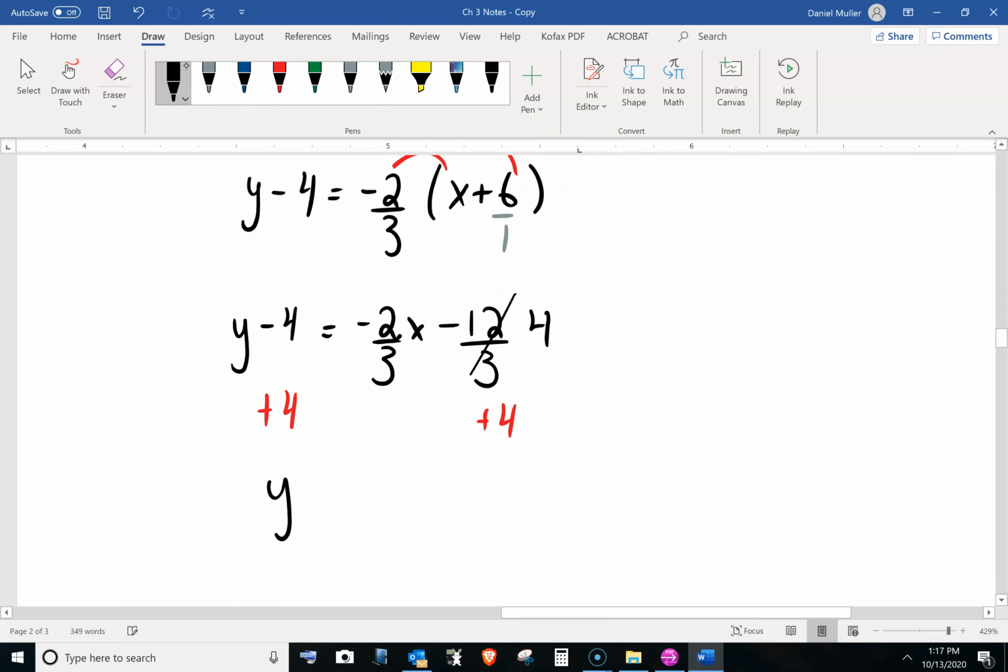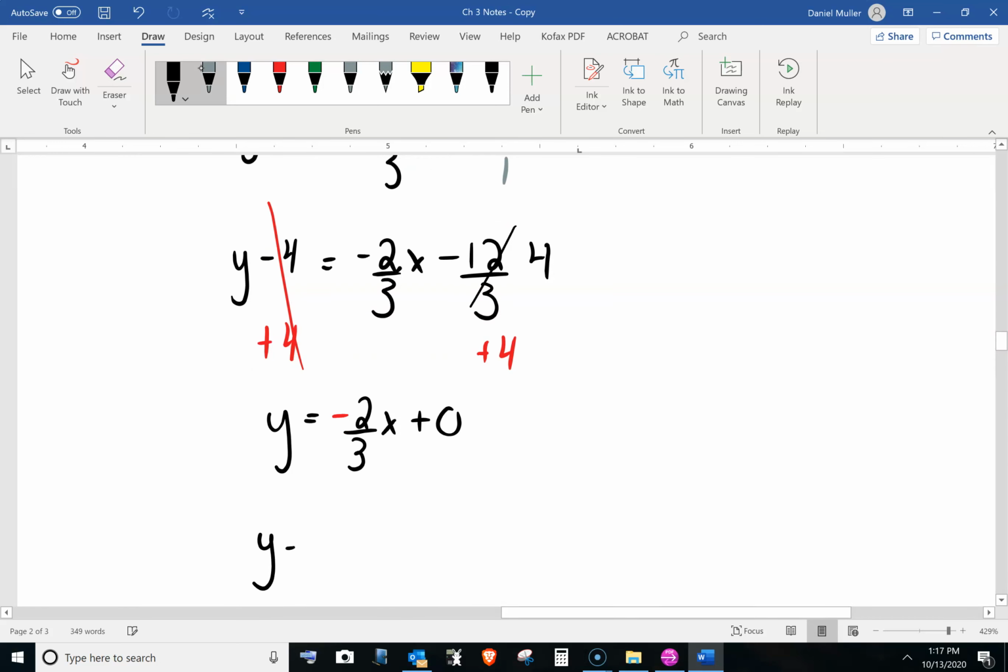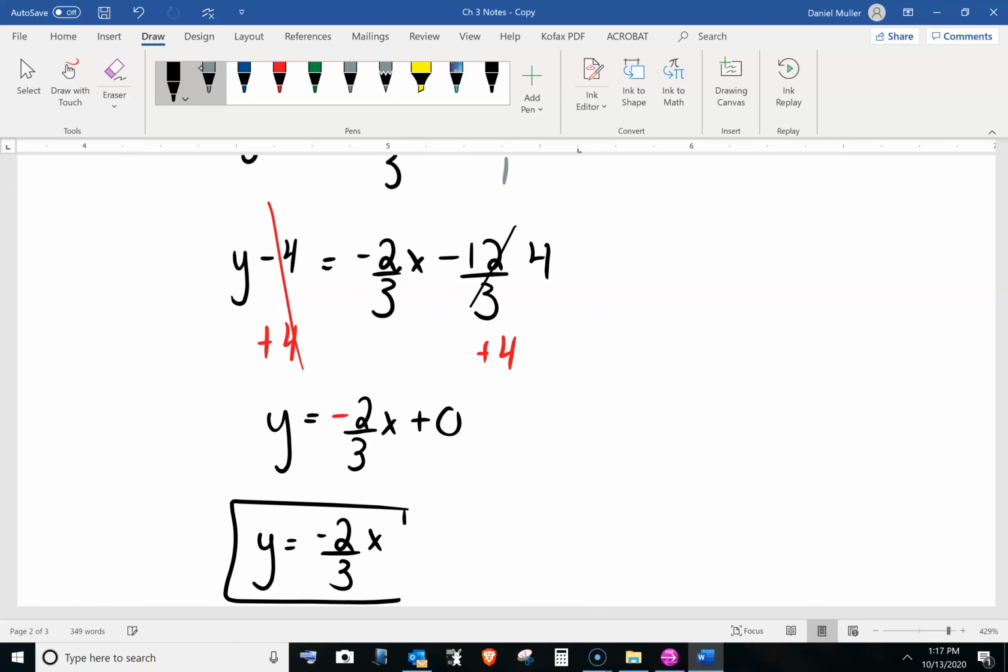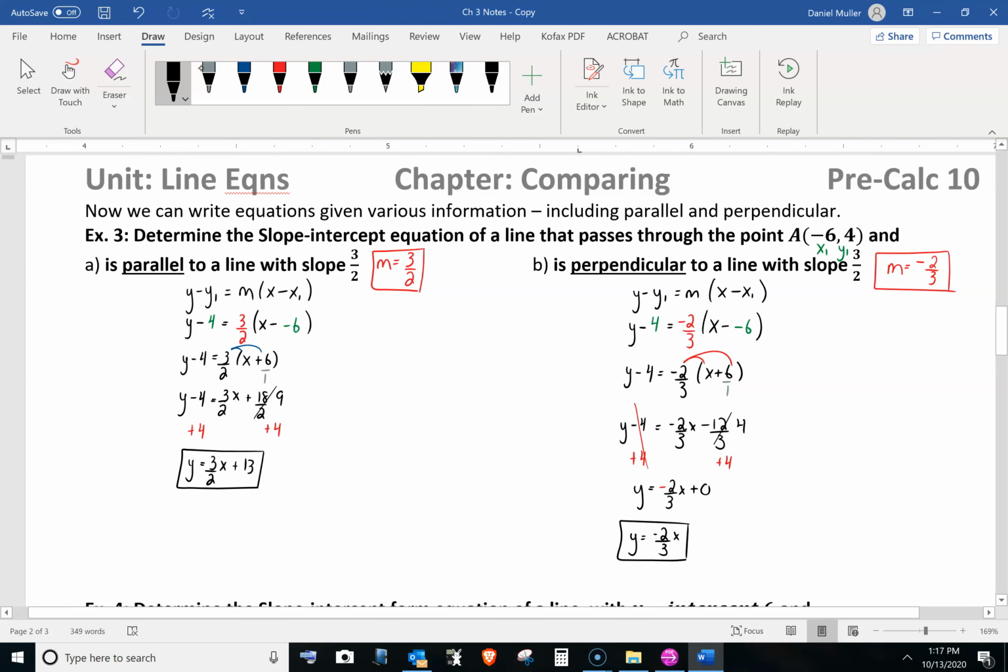Now be careful how you write this. So these can cancel. You have a -2 over 3 x. It's not 4 plus 4 is 8, because remember there's a negative here. So it's a -4 plus 4, which is 0. And so we don't even write the 0. We just say, hey, it's a negative 2 over 3 x. So there you have it. Determine the slope, perpendicular and parallel.